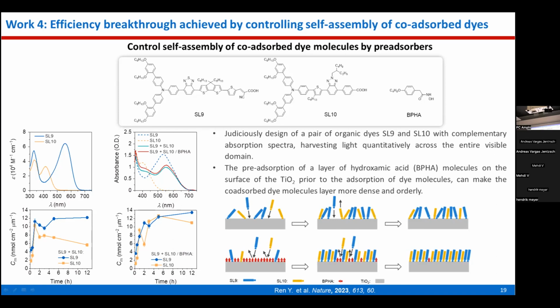If we use the pre-adsorber, the key is that the dyes have to replace the BPH molecules gradually before their adsorption on the TiO2. Also, it retards the desorption of the high-VOC co-sensitizer. Finally, we get a more ordered and dense molecule packing for efficient charge separation.